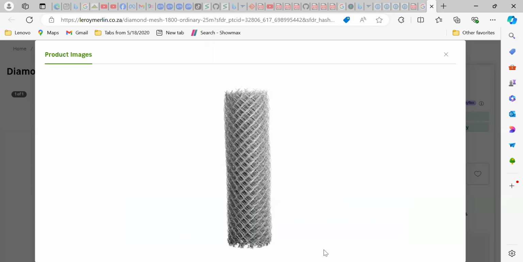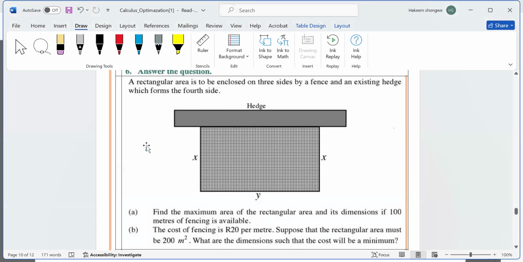Okay, let's go to the question. What does the question want then, Renee? Find the maximum area of a rectangular area. If 100 meters of fencing is available. Unlike the one that we had, where we had 25 meters, now they have how much? 100.